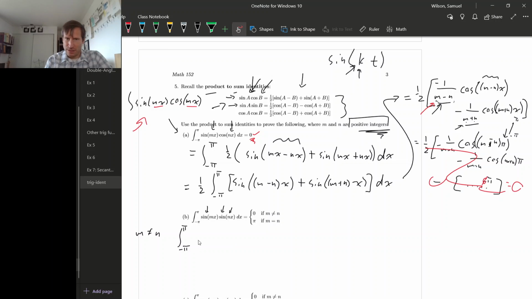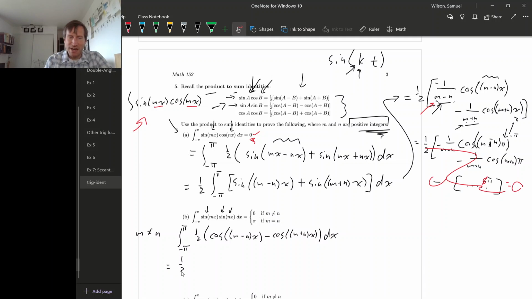So we're going to get 1/2 cosine of the difference of the two, so mx minus nx. And from part A, we know that we're going to need to factor out the x. So let's do that now. Okay, minus cosine of the sum of these two. And again, we're going to factor out the x. So m plus n times x dx.